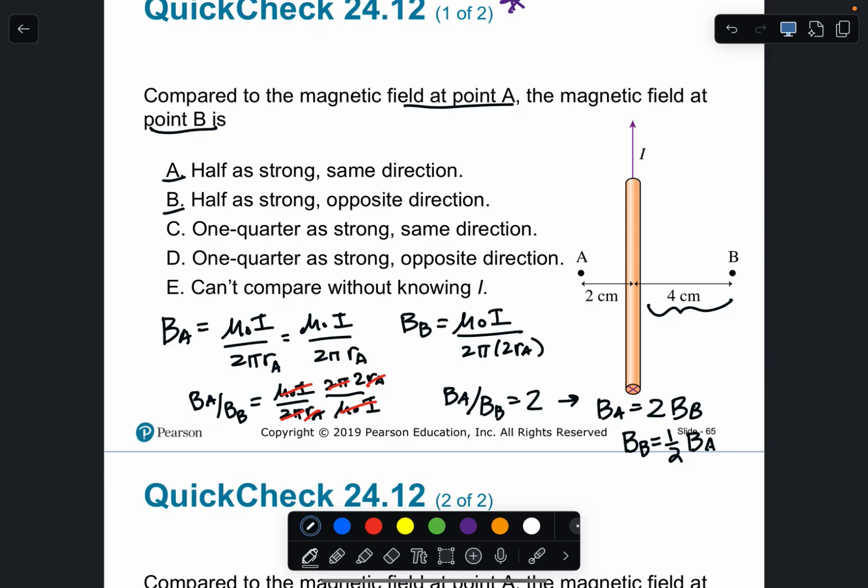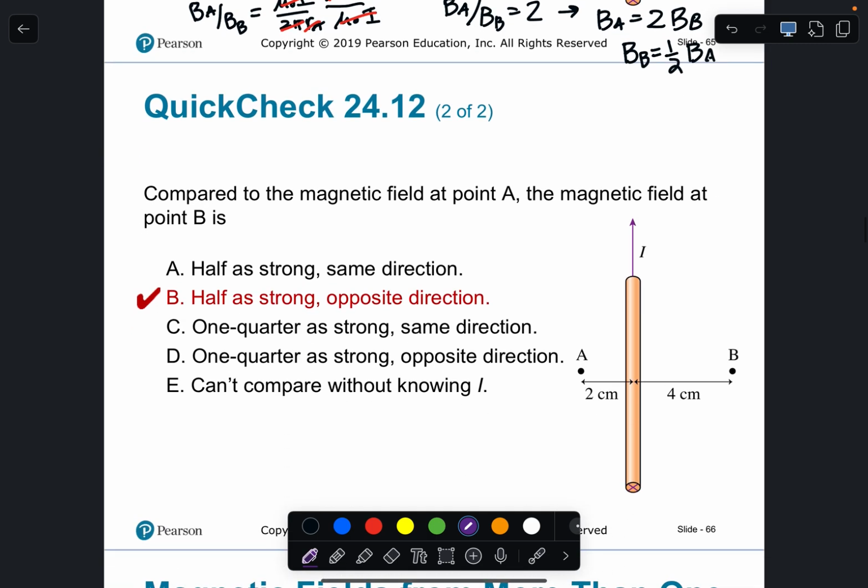So the directions are opposite. So B comes out of the page here and goes into the page here. So they're opposite directions, and B is half as strong as A. So, boop. Okay.